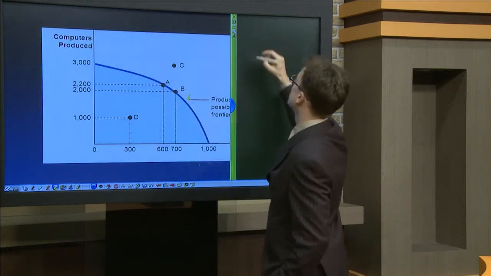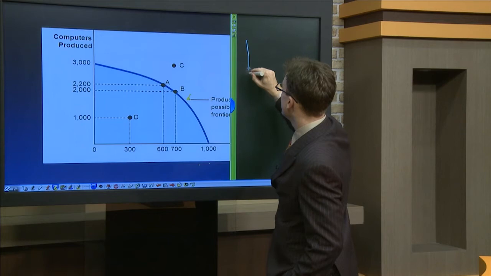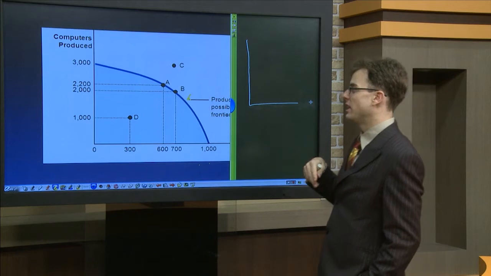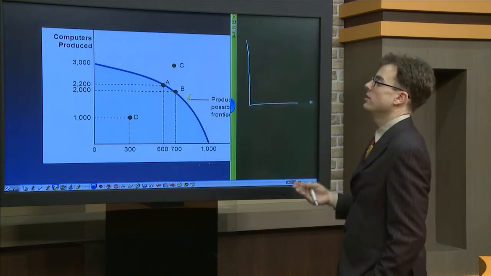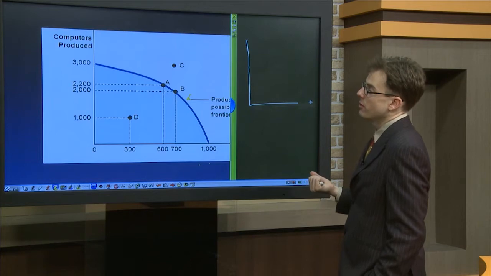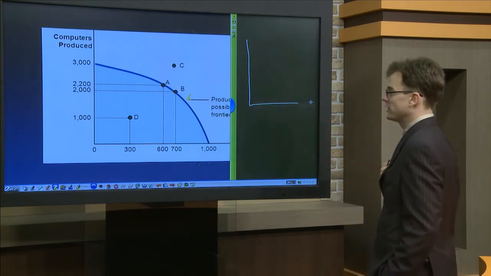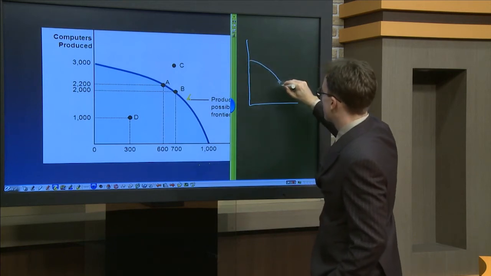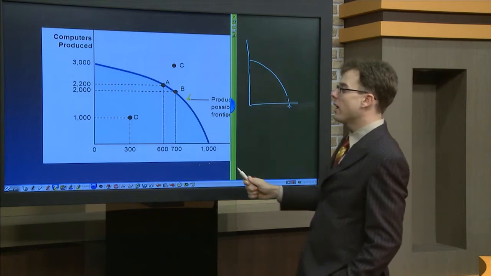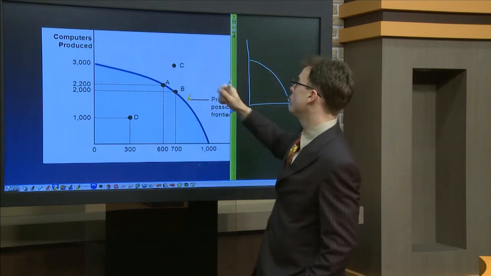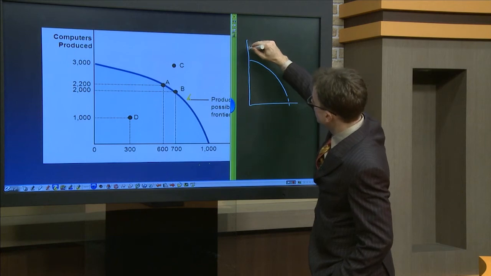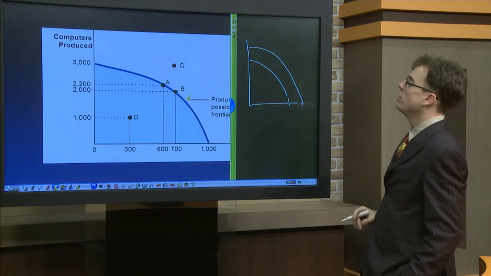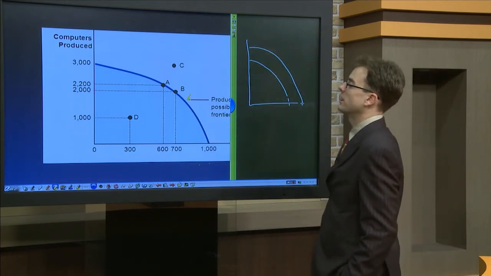Okay? And once we describe the production situation between two goods in the economy, we can analyze what happens if the amount of inputs in the economy changes, or if the technology used in the production process improves. We can say that as the technology in the production process improves, more of both goods may be available, and the production possibilities frontier would expand.